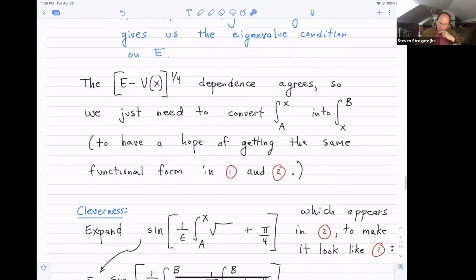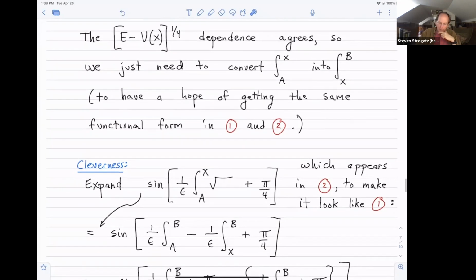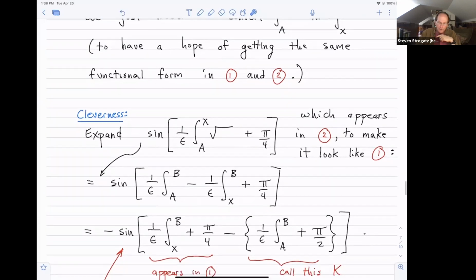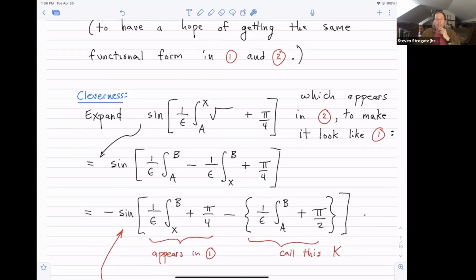All right, so, I mean, this is not deep. This is just a little bit of tactical cleverness. Let's just stare at these pre-written expressions. Formula 2 had an expression that looks like this: sine of 1 over epsilon, integral from a to x, square root of something, plus pi over 4. That appears in equation 2. I want to make it look like what I see in equation 1, which contained this kind of term.